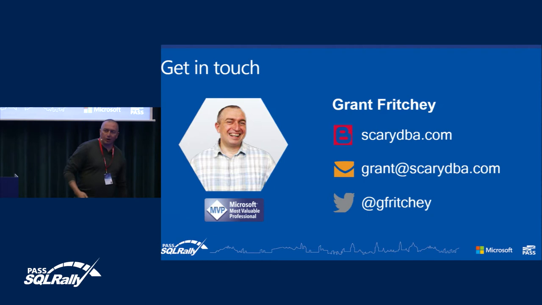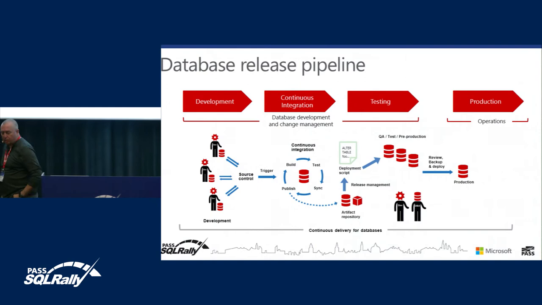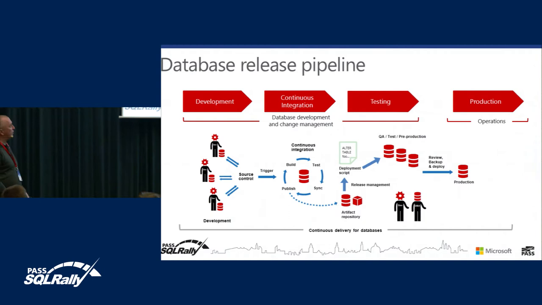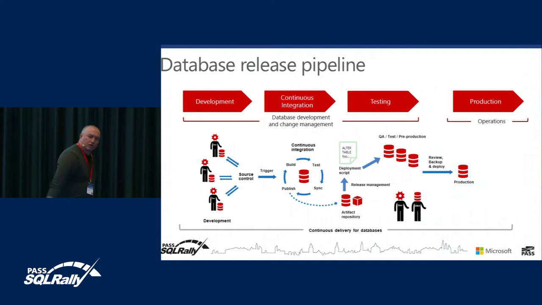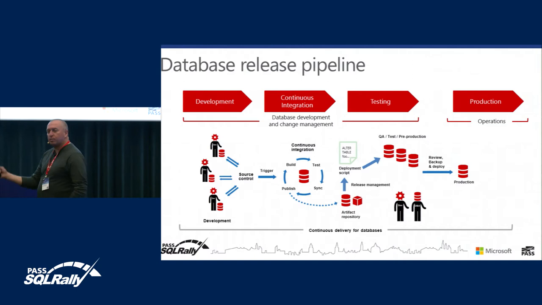All right, let's talk about database deployments, database automation, deployment automation. It's a really cool thing, right? What you're going to do is you've got development going on. You've got multiple people in development. They're doing all kinds of stuff. They're running things in and out of source control. They've got triggers firing off that run continuous integration. That does a build, test, publish. All that stuff goes out, gets through some sort of artifact repository, generates a script. The script gets deployed to QA, gets deployed to testing, gets deployed to pre-prod, and off it goes to production.